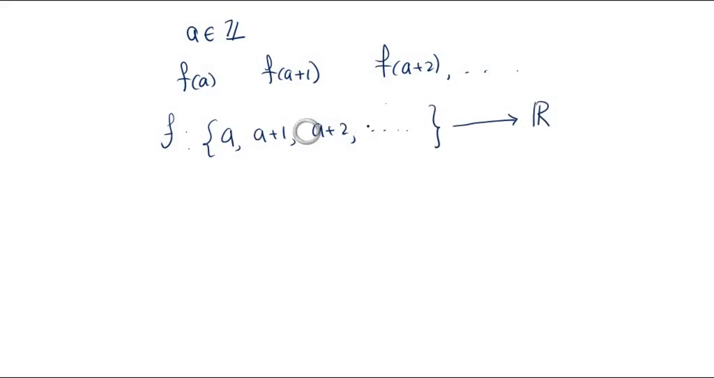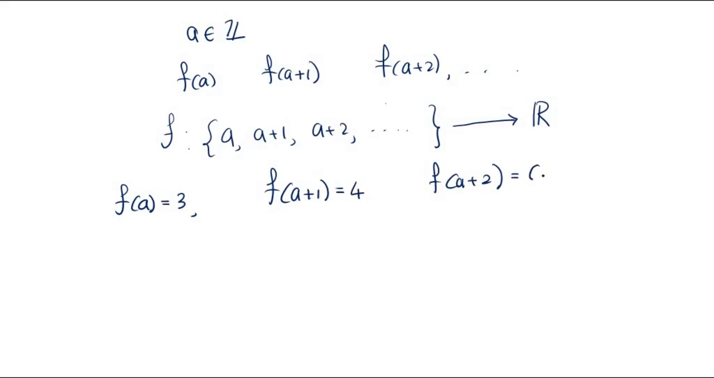Now one way to define such a function is to first declare some initial values of this function that I can compute directly. Let's say I want to set f(a) equals 3, f(a+1) equals 4, and f(a+2) equals 0. Now this will be our base case. Next I am going to give a rule which enables us to compute the remaining terms using the values that are already known to us.